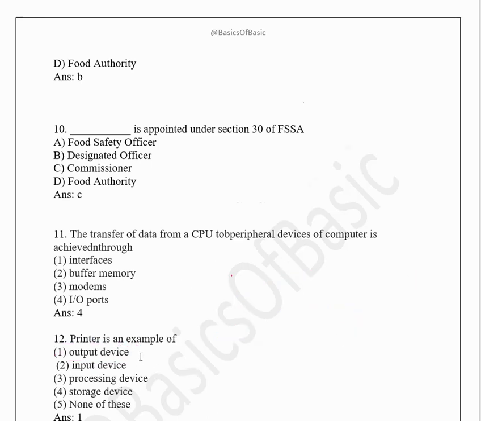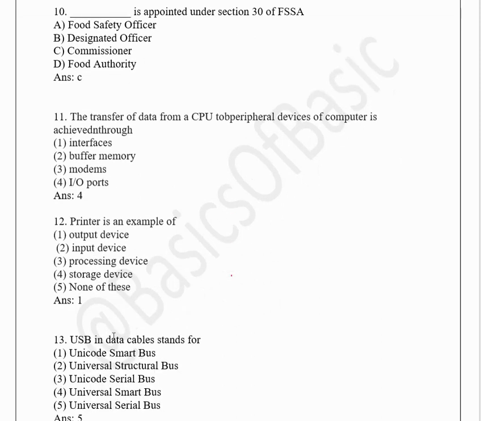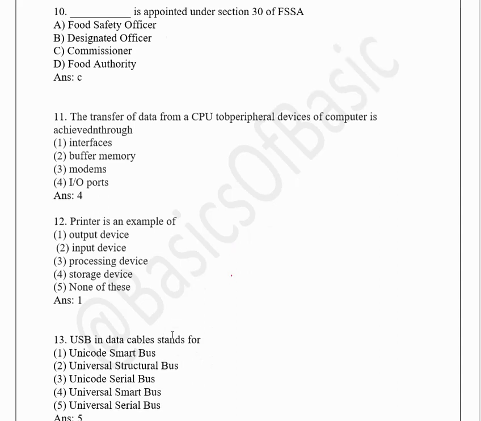So only these kind of questions are asked in FSSAI. You can see the 2019 paper. Okay. So USB is a data cable. It stands for... I have one more abbreviation, guys. You need to know this. It is Universal Serial Bus.